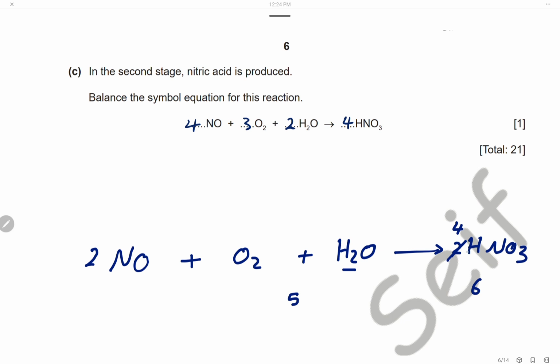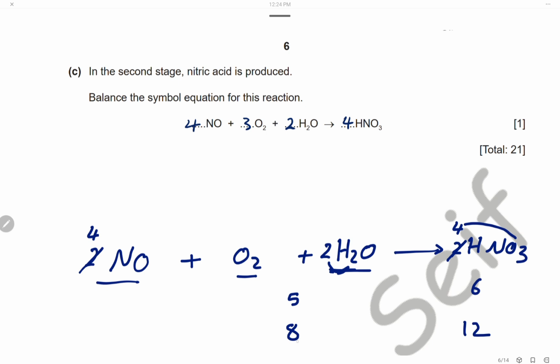Now we have 4 hydrogen, so we have to multiply here by 2. 2 times 2 is 4. And 4 nitrogen, so again we have to change this to 4. Let's count how many oxygen. On this side, we have 4 multiplied by 3, so we have 12 oxygen. On this side, we have 4 oxygen plus 2, 6, plus another 2 here, we have 8 oxygen.